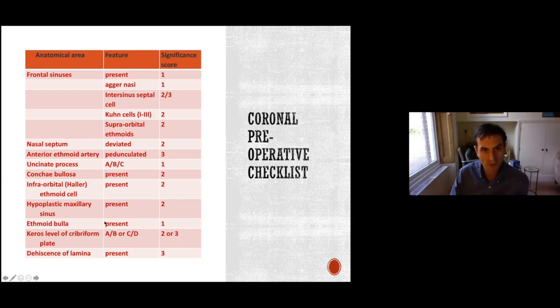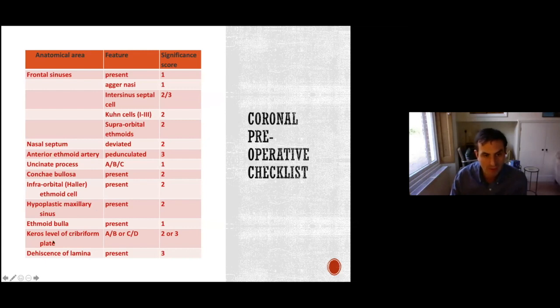So these are the things that you'll see on the coronal sequence predominantly. Looking through the different frontal sinus anatomy, appreciating any deviation of the septum, the anterior ethmoid artery, the attachment of the uncinate, the presence of any pneumatization of the concha, any Haller cells. Important to also identify whether the maxillary sinus is hyperplastic, because that may have an effect on where the lamina sits relative to it, and will avoid you unnecessarily injuring the lamina papyracea.